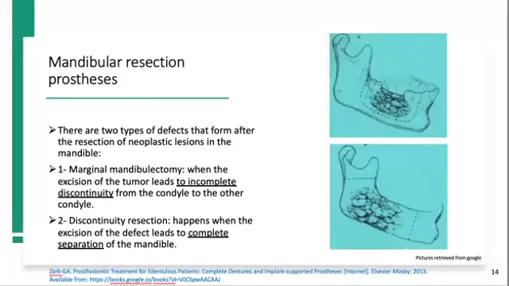As for the mandible, there are 2 types of defects that form after the resection of neoplastic lesions in the mandible: marginal mandibulectomy and discontinuity resection. Marginal mandibulectomy involves the resection of the mandible while preserving the continuity of the mandibular arch. This type of surgery can result in a significant defect that impacts mastication, speech, and appearance, necessitating prosthetic rehabilitation. The discontinuity resection happens when the excision of the defect leads to complete separation of the mandible.